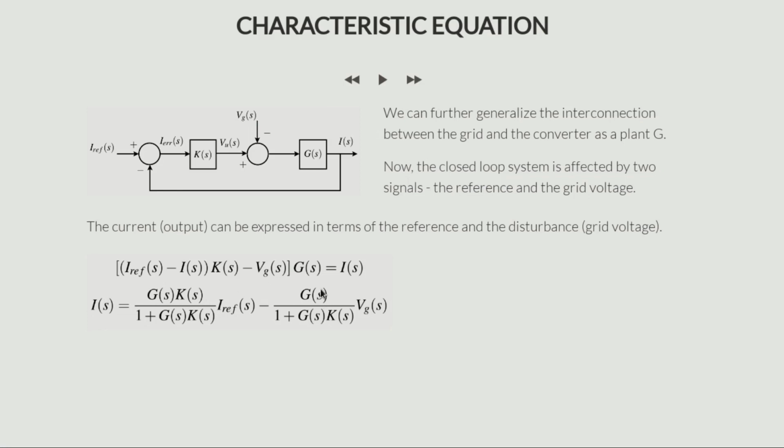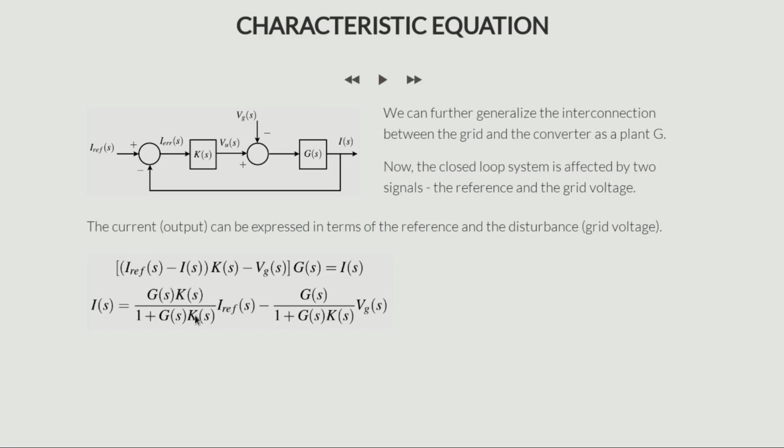If you look, we have a similar expression, except there's one term missing. The numerator and denominator are the same, but the controller transfer function is missing from the numerator of this second term. The second term denotes the relationship between the grid voltage and the output current. This entire expression decides how these two variables impact the output. Alright, so far so good.